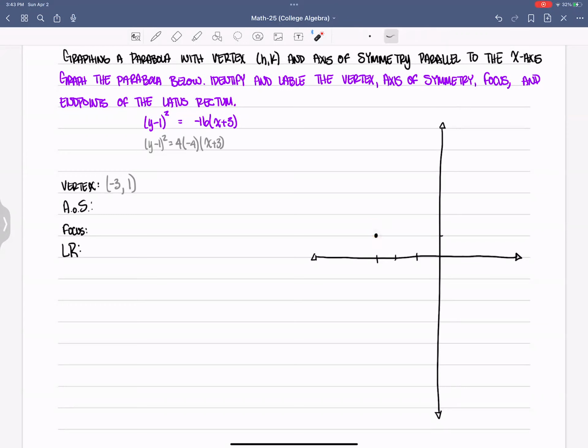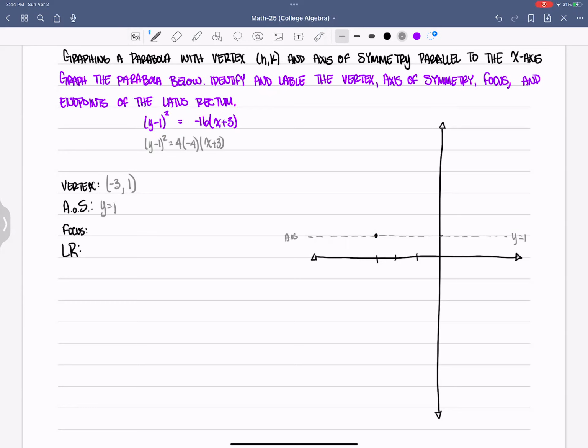And the axis of symmetry. Since this is y squared, it's either going to open up to the left or to the right. Because p is negative, that tells us it's going to open in the negative direction, so opening left, which means we have an axis of symmetry coming across this way. So y equals 1, and this is our axis of symmetry.